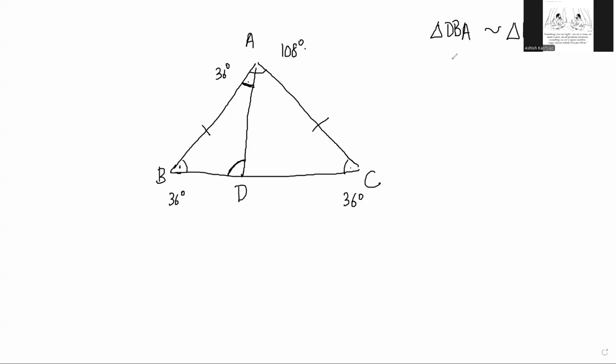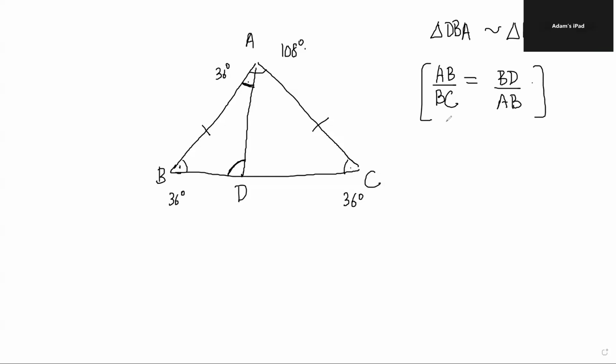So now we can write similarity ratios here. And in the big triangle, you can do AB by BC because that is what we need. AB by BC, which is the angles across the 36. So in the small triangle, that will be equal to BD by AB, right? Do you understand what I'm saying? Yes. By similarity, this ratio has to happen.